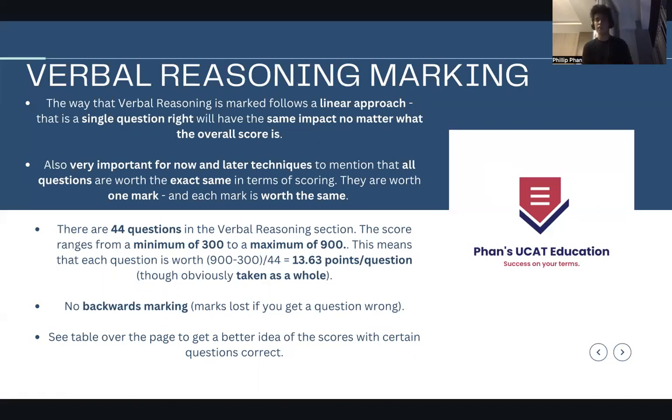So pretty much the general idea is that each individual mark is not worth the same; it depends on how many questions you get right. Here it's linear. Each question right will be exactly the same amount of overall points, no matter what the overall score is. I mention that because it's very important for techniques in terms of skipping, how you actually skip questions.